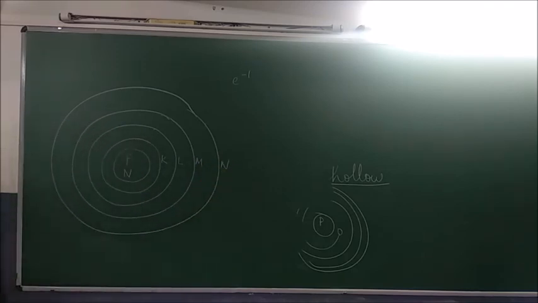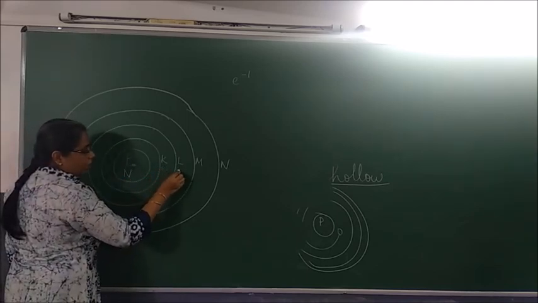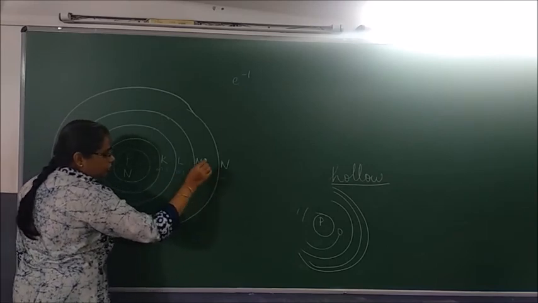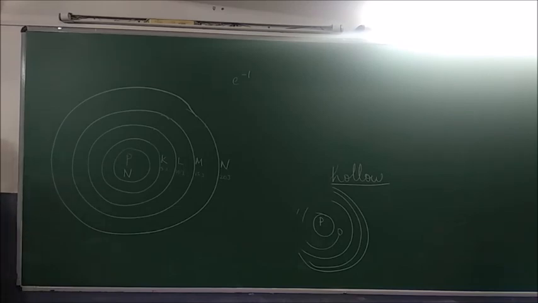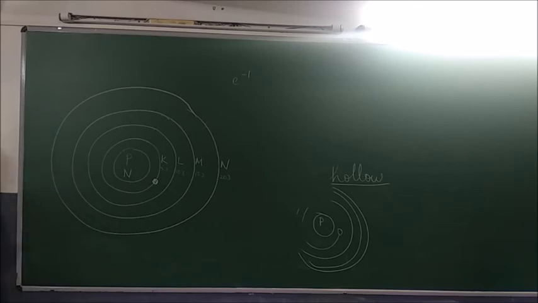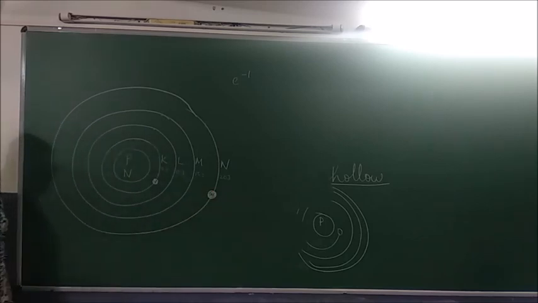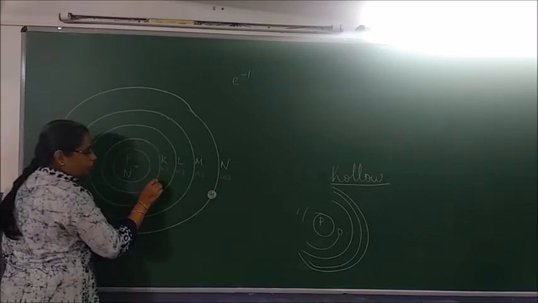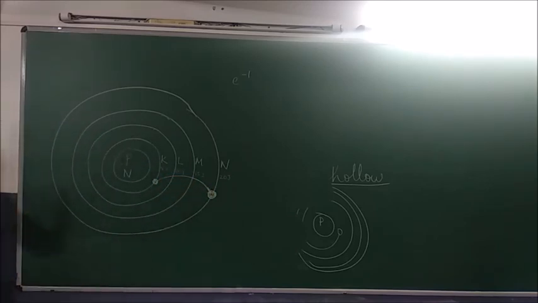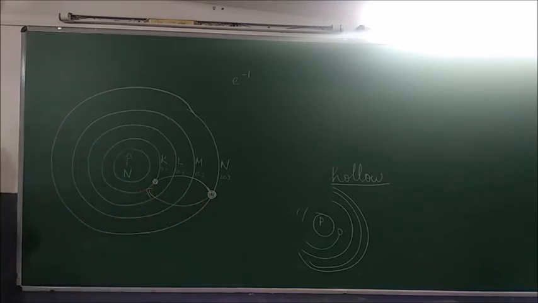Clear? So he said that every orbit, let us suppose K, we say is associated with 5 joules, L with 10 joules, M with 15 joules, and N with 20 joules. So he said, if an electron is revolving in 5 joules, its energy will always be equal to how much? 5 joules. If it is in 20 joules, its energy will always be equal to 20 joules. Only when it jumps from K to L, M or N, it will absorb energy. But when it jumps from N to K, it will radiate energy.